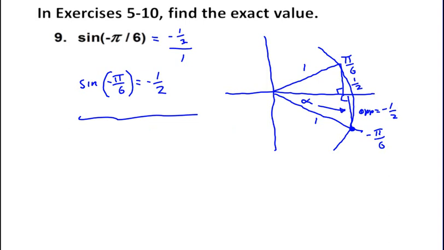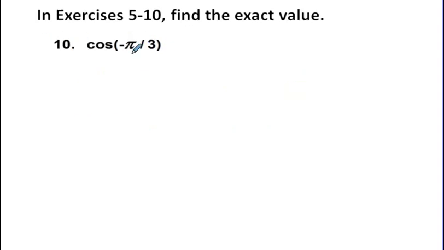The last problem I don't plan to do, but we'll take a brief look at it. We have 10, which is cosine of negative pi over 3. So I recommend drawing the angle and getting a reference angle similar to the way we did problem 9 and figure that out.